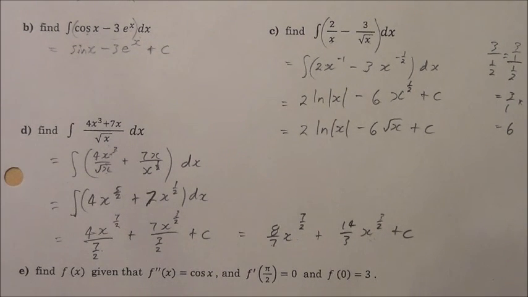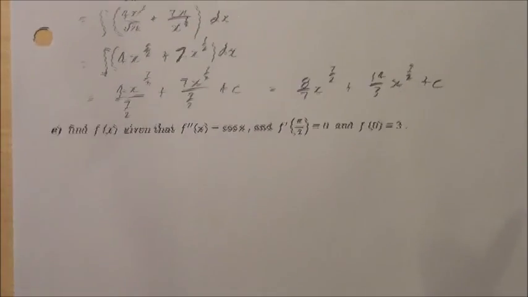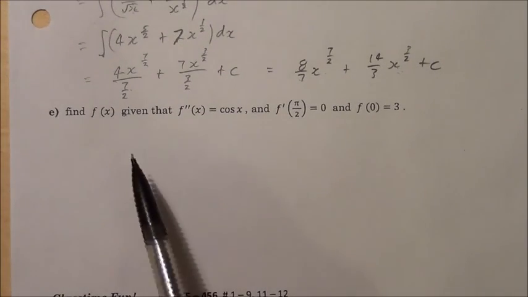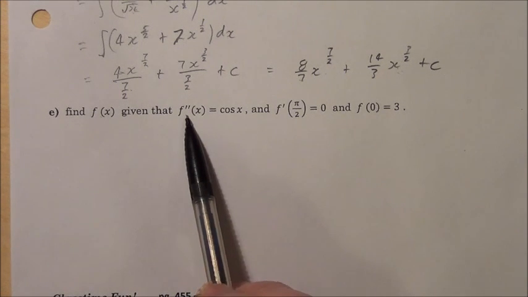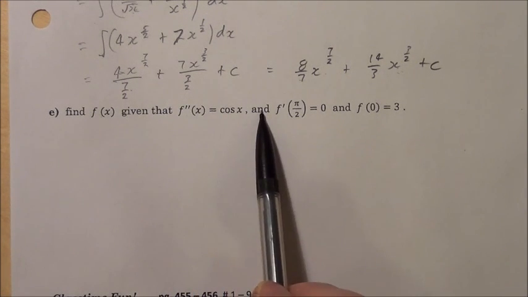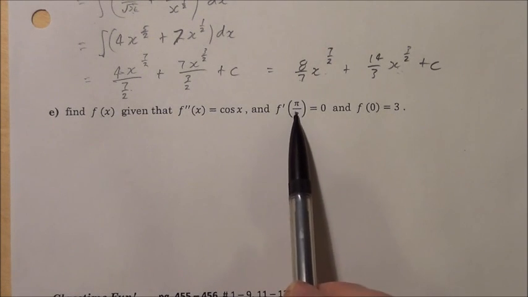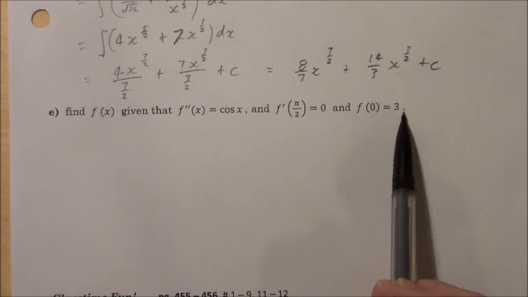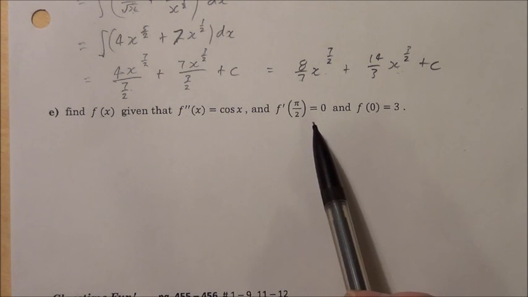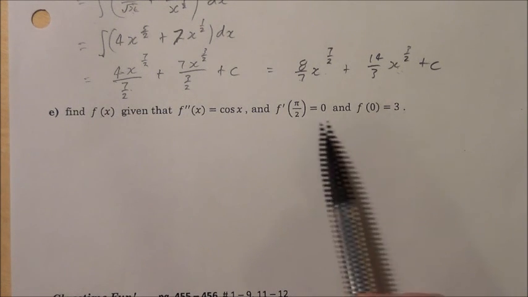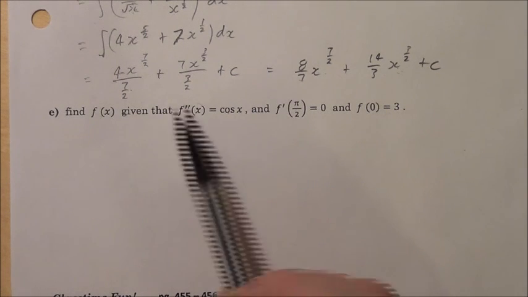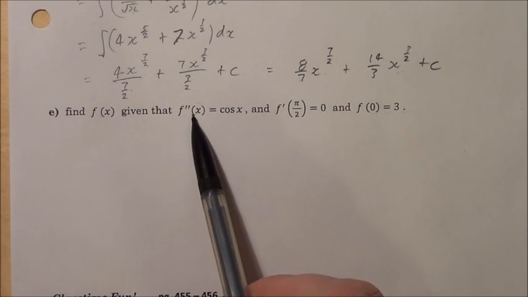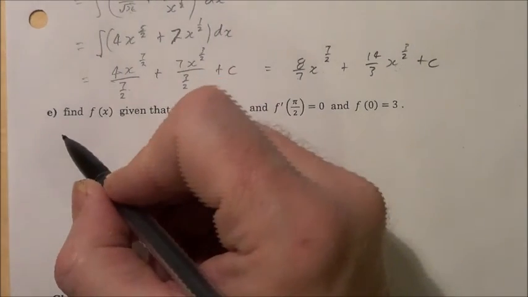Okay, and now for the last example. We want to find f of x given the second derivative being cosine of x. We know f prime of pi by 2 equals 0 and f of 0 equals 3. And these will be important in a second, and you'll realize why momentarily. So we have to go up in stages. We've got the second derivative here, so we have to go back twice.